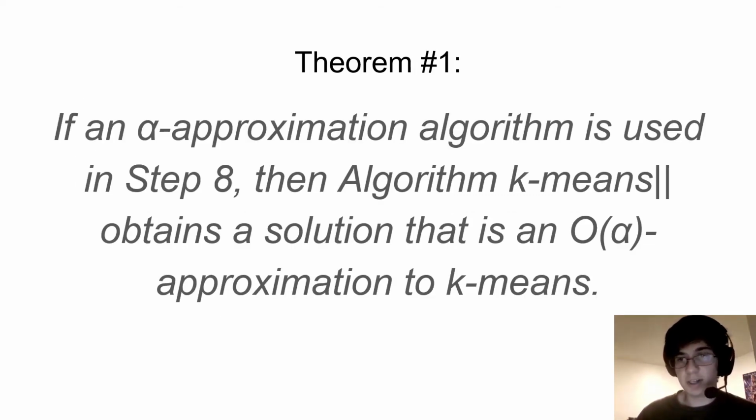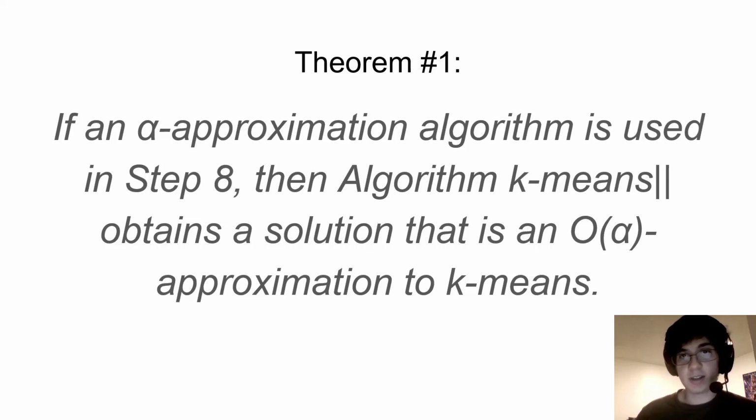And surprisingly, yeah, we can actually expect accurate results from k-means parallel. Theorem 1 from the paper says if an alpha approximation algorithm is used in step 8, then algorithm k-means parallel obtains a solution that is an O of alpha approximation to k-means. So if we remember step 8, that's the step where we recluster the weighted points in C into k clusters. That's what this theorem is referring to.